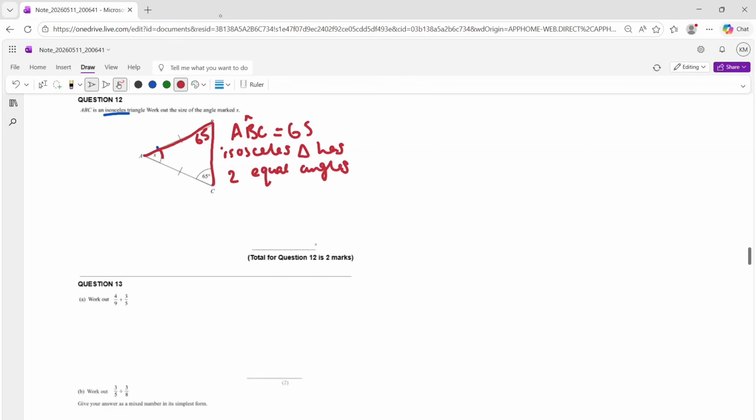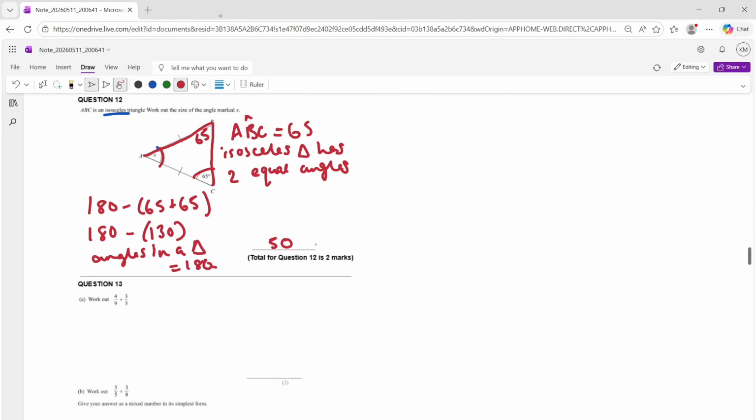And then to get x, we should know that angles in a triangle add up to 180. So I would do 180 minus my 2 lots of 65 that I've got there at the base. So that's those 2. So I'm going to do 180 minus 130. So therefore, my final answer is 50. And again, if you were asked for a reason here, you're not, but if you were, you would write angles in a triangle equal 180 degrees. But you didn't need reasons for this one, you just needed a correct answer of 50.